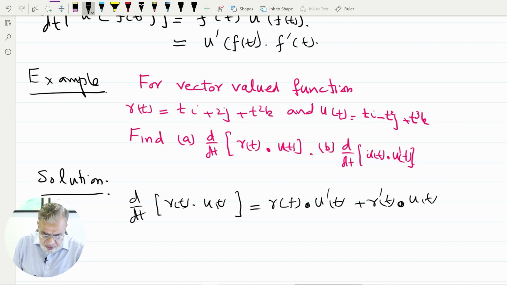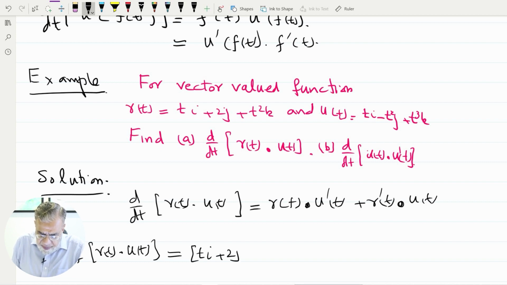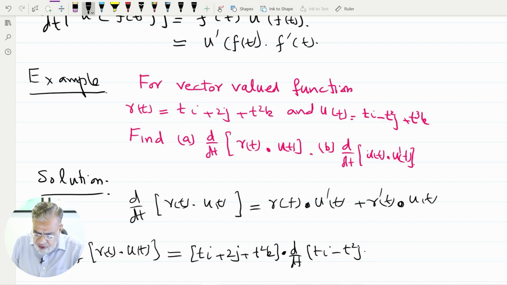So I can write d by dt of the dot product of r of t and u of t as r of t, and r of t is ti plus 2j plus t square k. We take the dot product of this one with du by dt. The vector is here ti minus t square j plus t cube k.